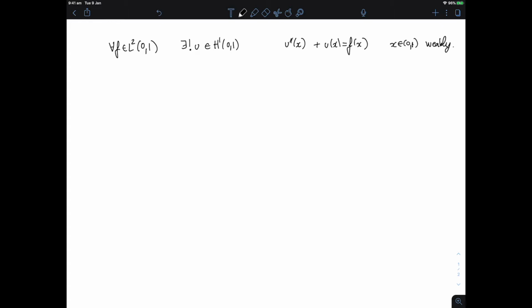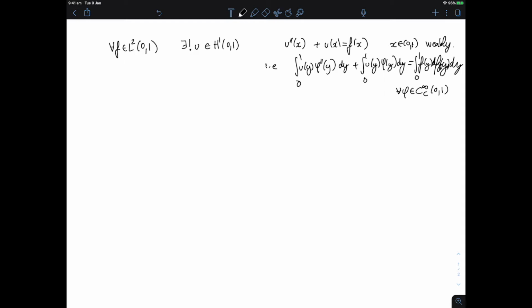All right, so in the integrated sense that we've discussed before, that is to say that the integral of u of y phi second of y dy plus the integral of u of y phi of y dy is equal to the integral of f of y phi of y dy over 0, 1, and that is true for every phi that is C infinity and compactly supported within 0, 1.